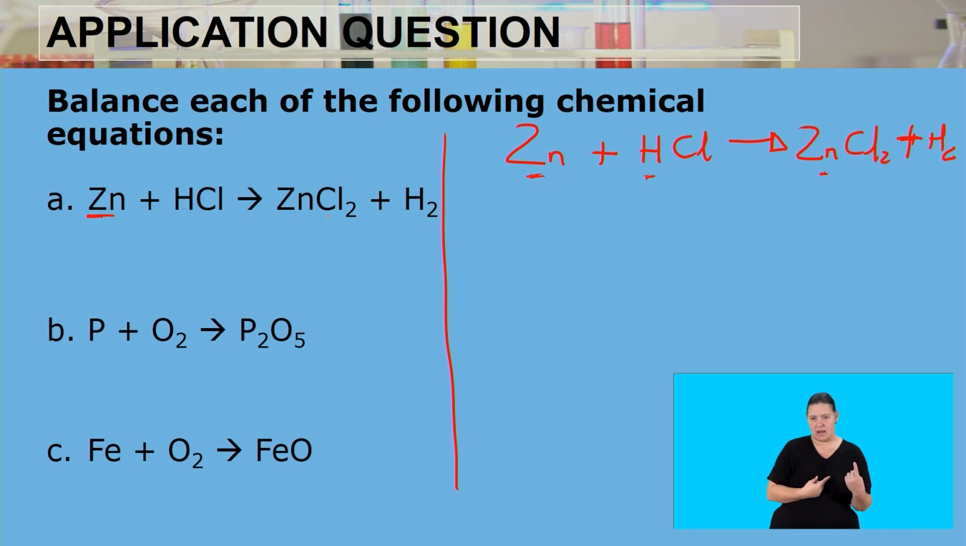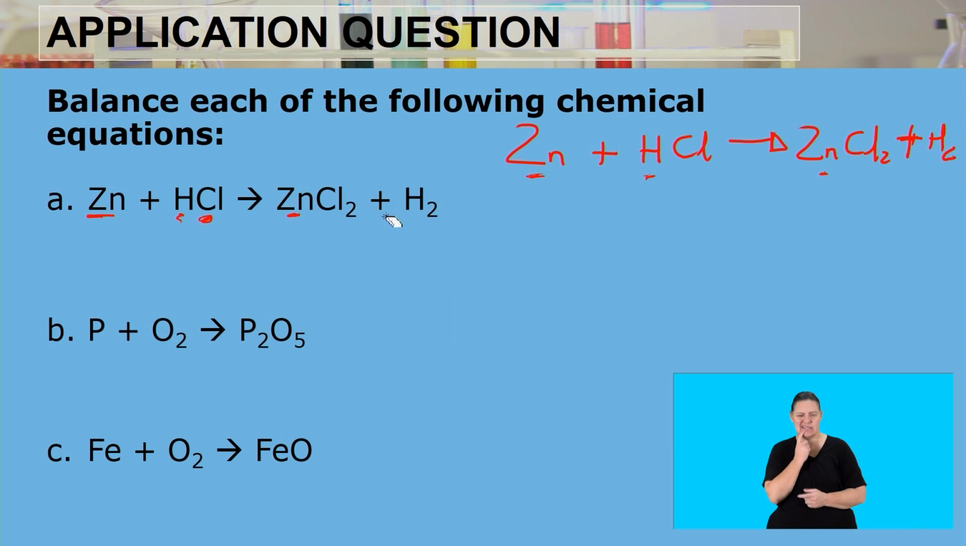We have 1 zinc, 1 zinc. Hydrogens, we have 1, but we have 2 on the other side. So hydrogen is not balanced. Chlorine, we have 1 chlorine, but remember the subscript 2, we have 2 chlorines on the other side. So the hydrogen and the chlorine are not balanced. So we need to balance that because we have 2 on one side and 1 on the other side. This one is a fairly easy one to do. We need to balance what is not balanced.